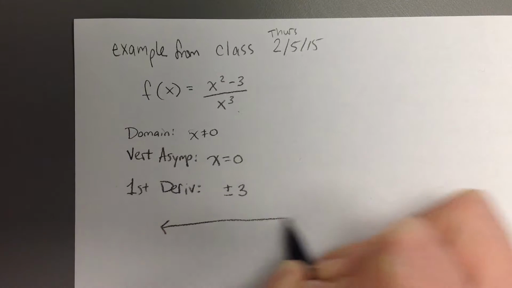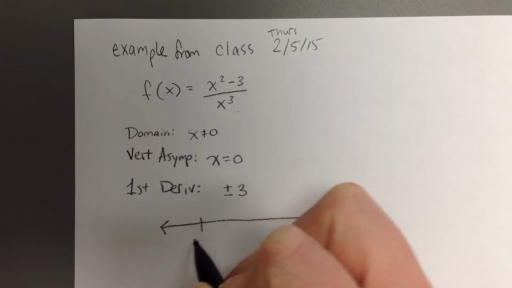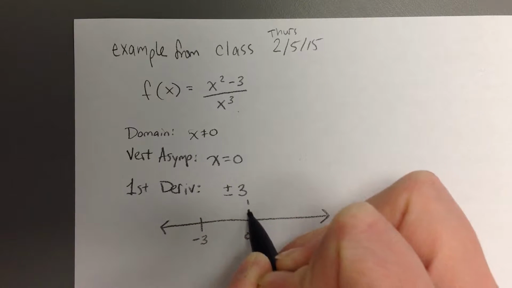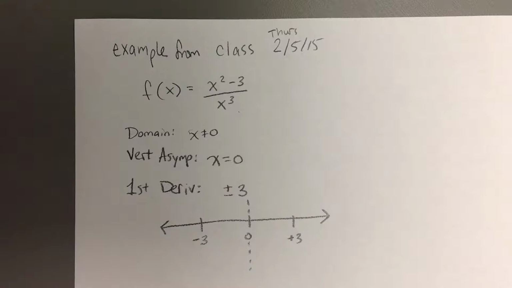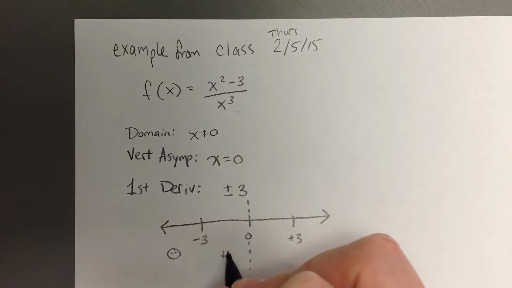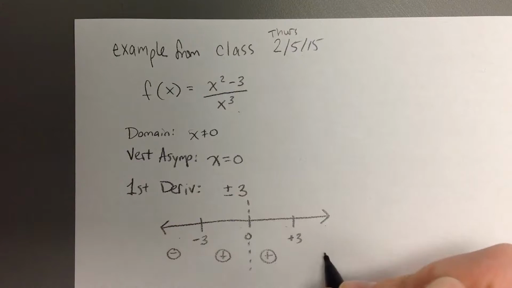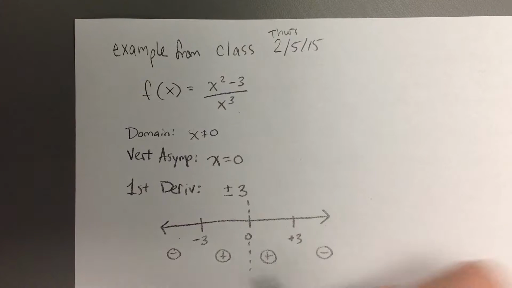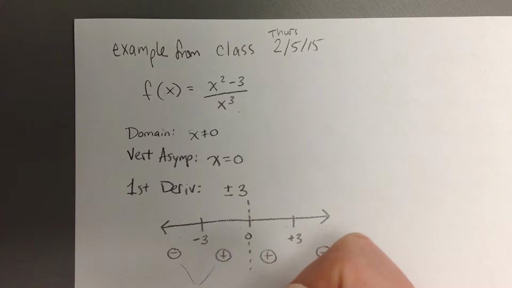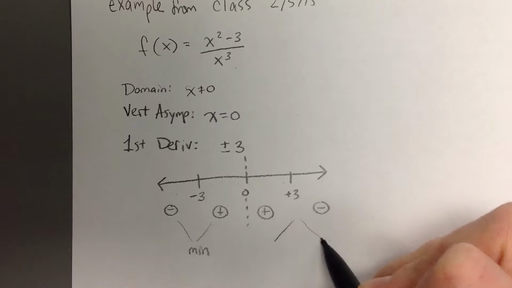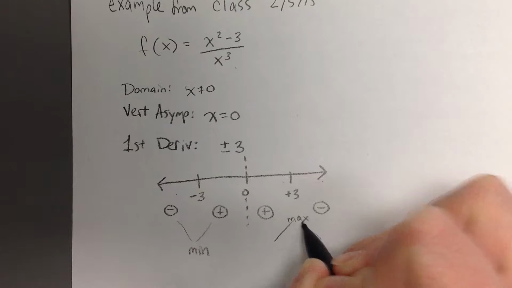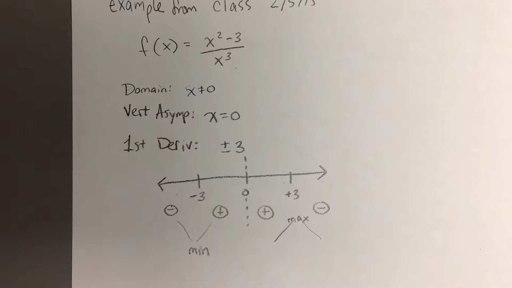So when we did our little number line here, we know that something's happening at negative 3, and an asymptote is happening at 0, and again at positive 3, something is happening. We tested some points in each of these intervals, and we found that the first derivative was negative, positive, positive, negative. So we found that we had a minimum value at negative 3 and a maximum value at positive 3. So that tells us a little bit about our extrema.